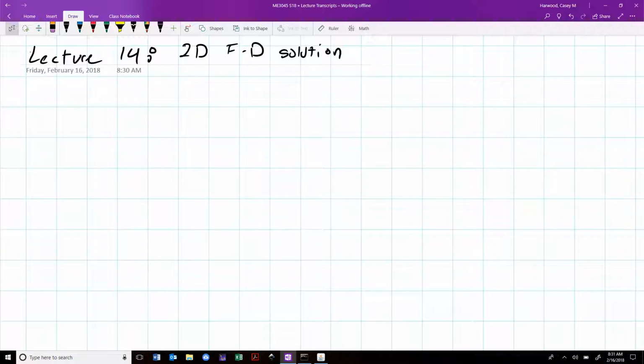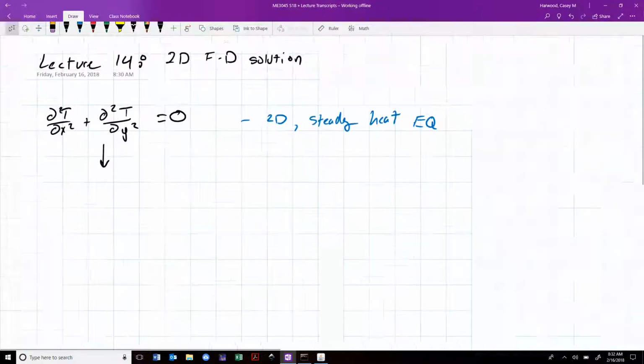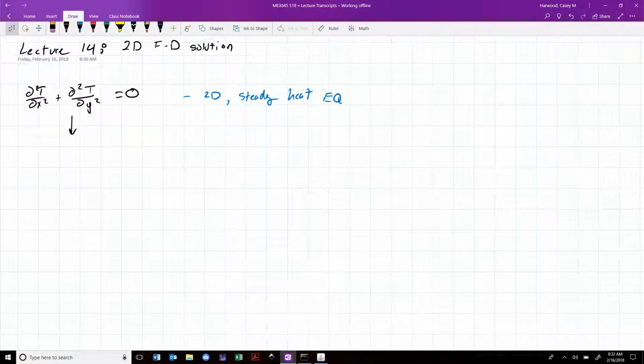So during the last lecture, we went over how you turn an equation that looks like this, right? The 2D steady heat equation with no generation. We'll turn that into some system of simultaneous equations that we defined on a grid or a mesh composed of a series of nodes.